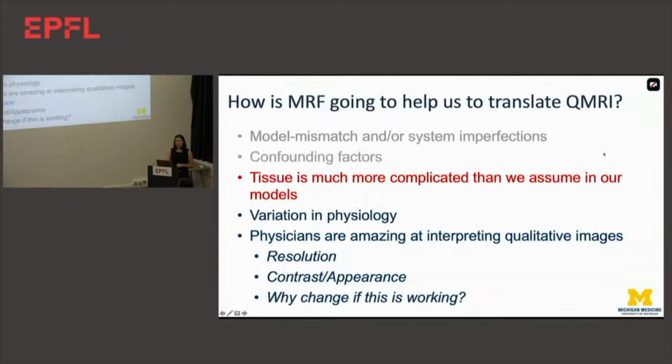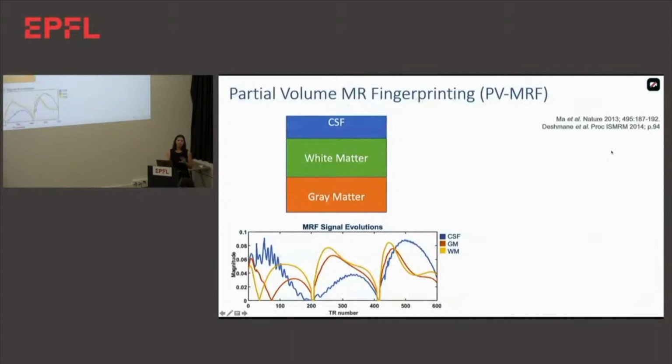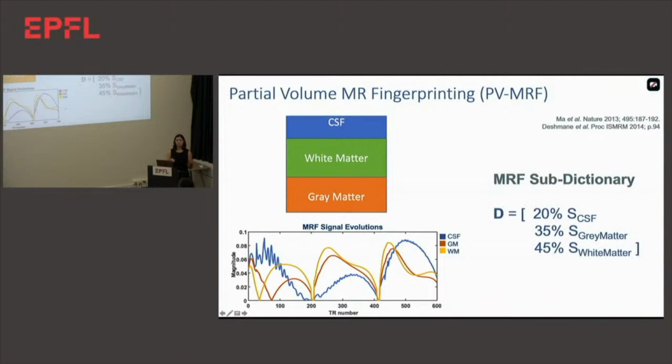Okay, what about this complicated tissue, right? I'm pretending still here that a tissue is a nice homogeneous block with one T1 and one T2. Well, we can kind of think of a way to bypass that in fingerprinting. So let's look in particular at the brain. If we assume our voxel is either made up of CSF, white matter, gray matter, or some combination of these tissues, then we can take the signal evolutions that we would expect from each of these different tissues independently, and we can build a new subdictionary, which is made up of entries which are combinations of these different tissue properties.